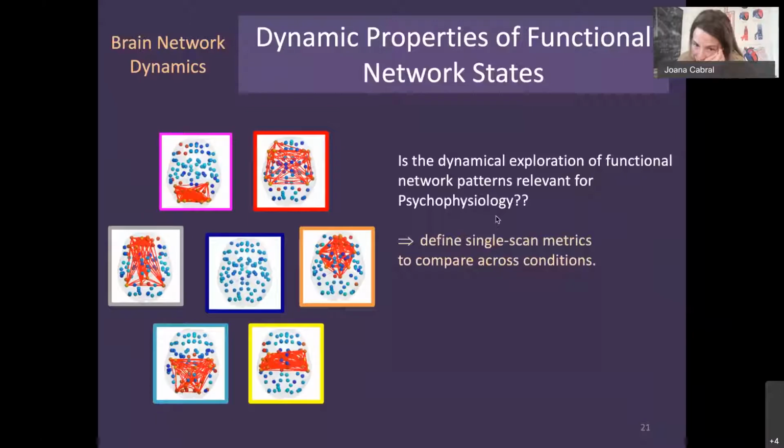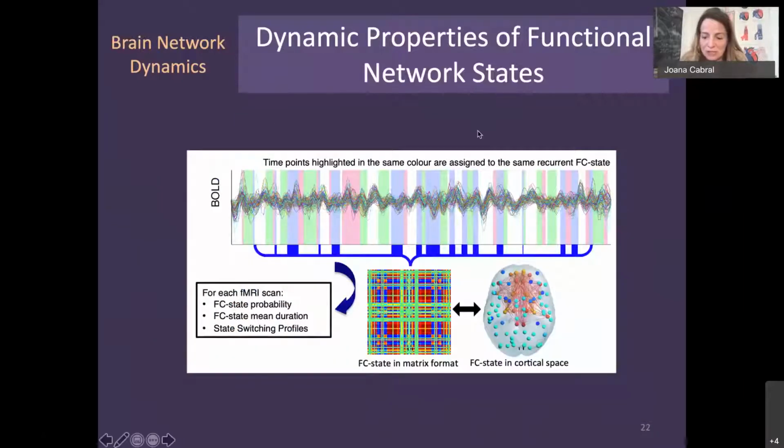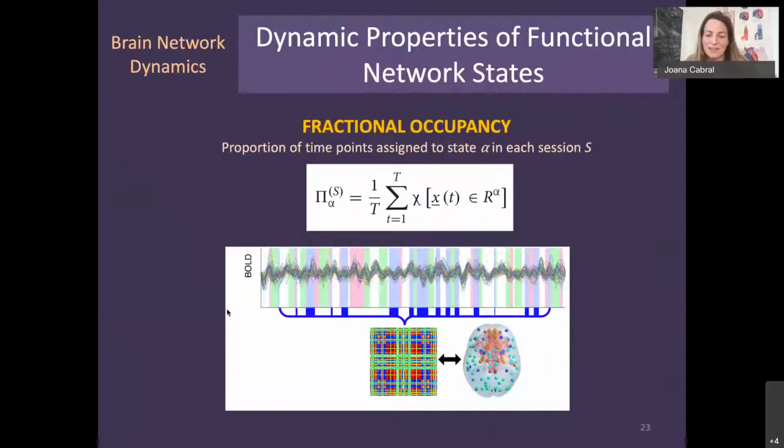To address this question, we need to define single scan metrics to compare across conditions. Now, this approach of assigning each time point to a given BOLD phase locking state allows us to define measures such as the state probability. So FC state, functional connectivity state, is the same as phase locking state probability. We can count the number of time points that are assigned to a given cluster in a given scan. We can define these measures for each single scan. I will go into detail on the different measures.